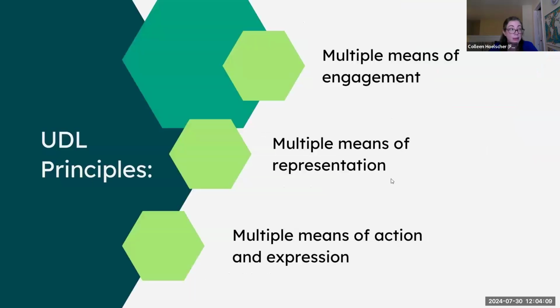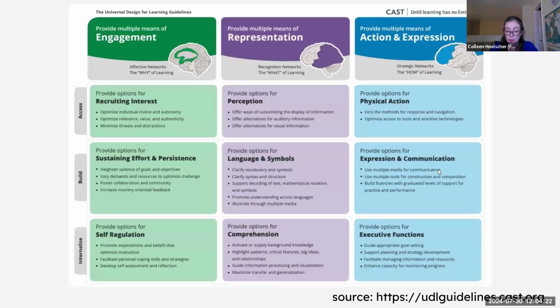So UDL focuses on three main principles: providing multiple means of engagement, multiple means of representation, and multiple means of action and expression. I've included here a chart from the CAST website that lays out the different pathways to provide these multiple means of engagement, representation, and action. The CAST website and the organization's publications are really a wonderful resource if you're just getting started on your UDL journey. And this chart is available at udlguides.cast.org. And there is a link to this slide deck in the notes document for this session.